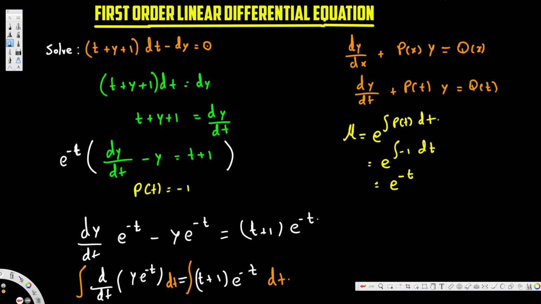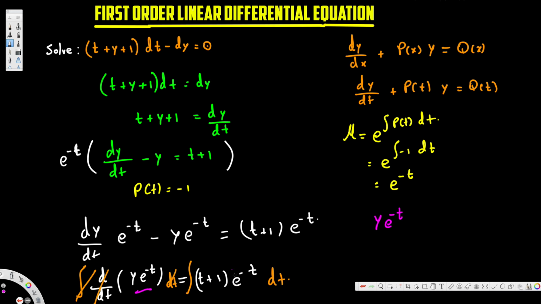Okay, now on this side there's no problem because we have a derivative and an integral at the same time, so they're going to cancel each other. So we will cancel everything and end up with something like this. We will have this part alone. So this is going to be y e^(-t) remains, and on the other side we have the integral of (t + 1) e^(-t) dt. So we have to do something about this.